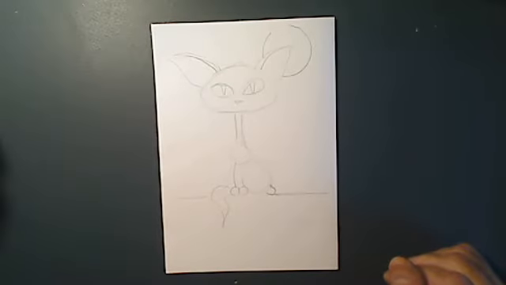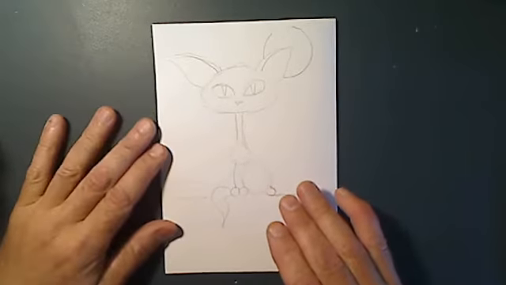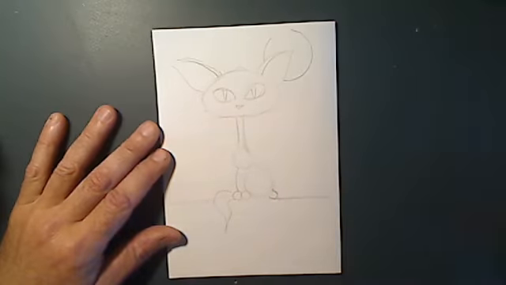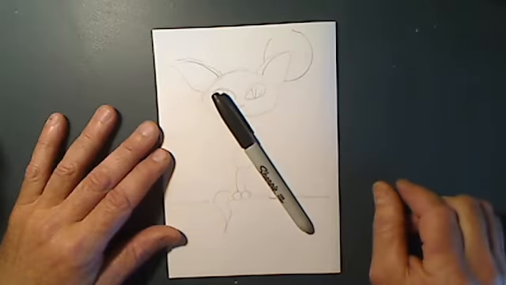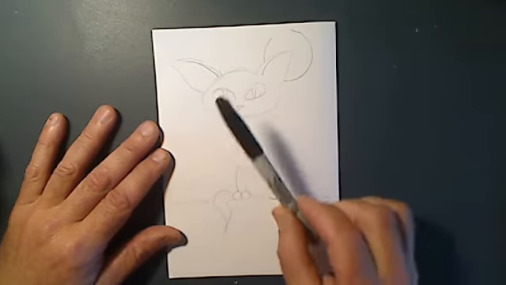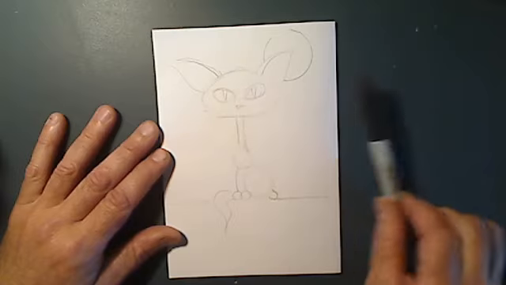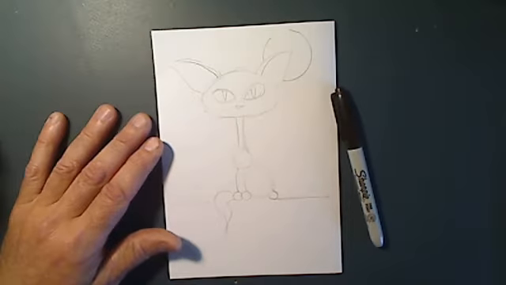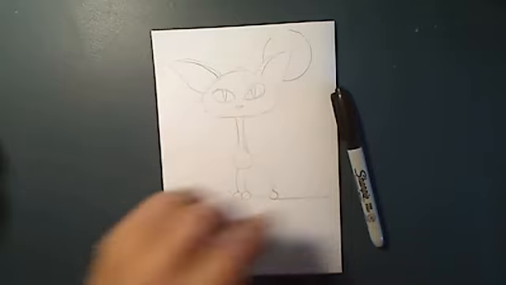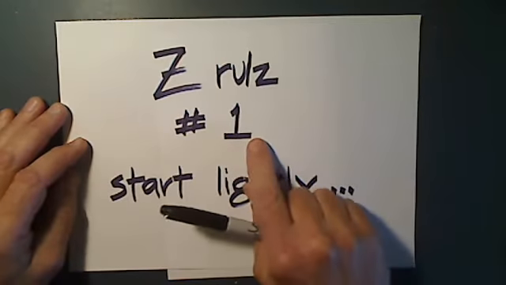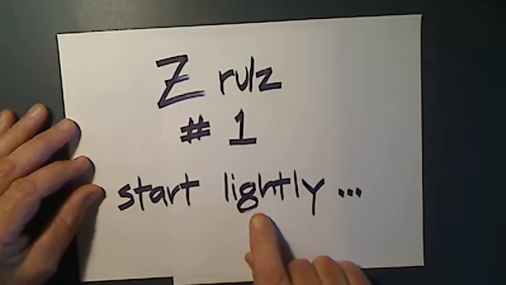I made that up. So what I've done is a really light pencil outline of my cat because he's a little bit complicated and I'm not brave enough to draw him with that, which I know you'll be able to see. But this leads me to the very first Z rule. Get it? It's clever again. Number one, start lightly.